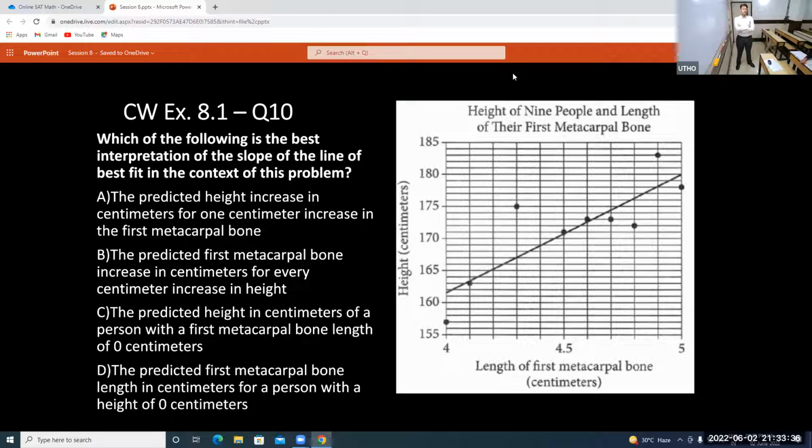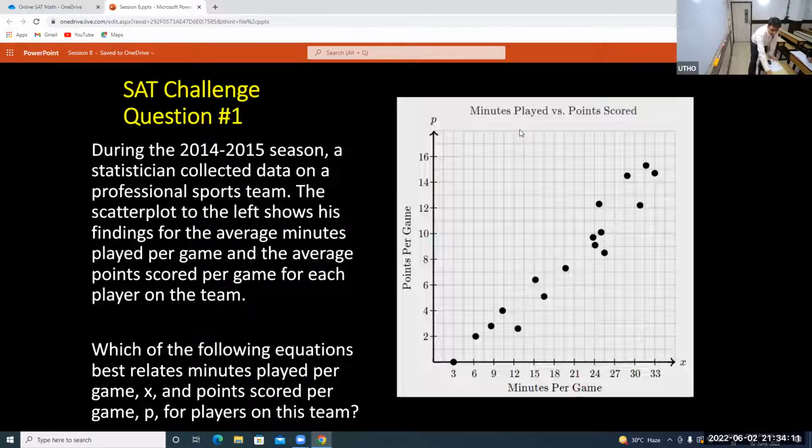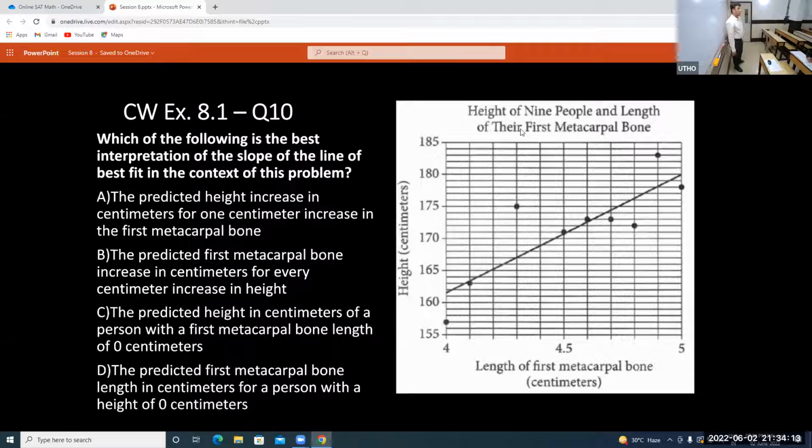Height of 9 people, so 9 dots, and length of their first metacarpal bone. Send your answer in the chat box so that others don't get influenced. Okay, sorry, I will show this. Correct. Very good. Option B. Okay, so read option B.